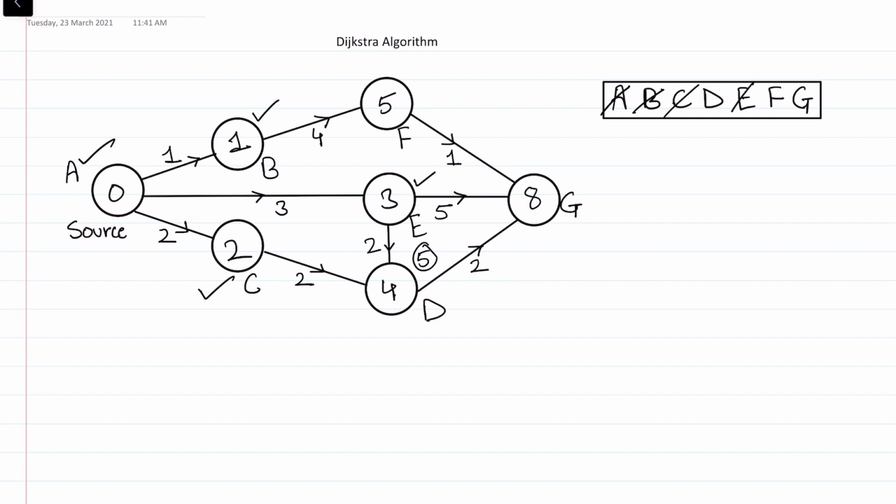Now we again select the minimum distance value, which in this case would be 4, or node D, and relax all the outgoing edges from D, which is the node G. So we can see that if we take the route from A to G via D, we can have a smaller distance, which is 4 plus 2, by relaxing the edge from D to G. Therefore the new distance value becomes 6.